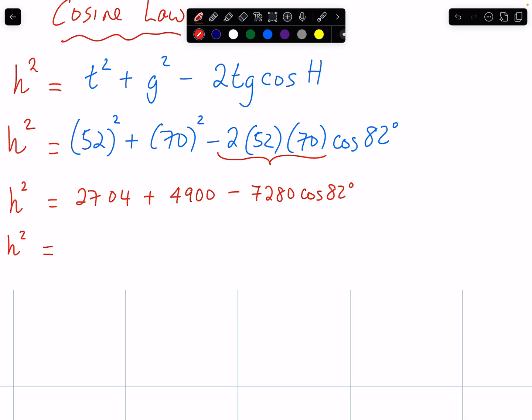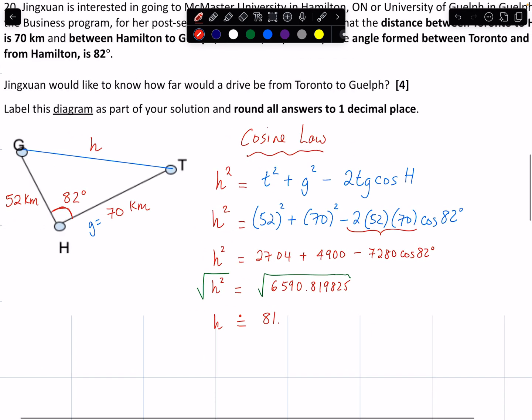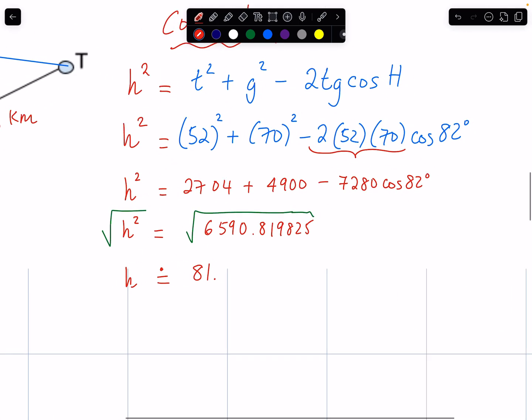Right here, I'm actually going to write the result, but keep in mind that it might be a little bit off when you're rounding at the end. I'm just going to keep all my decimals here. Next step, we're going to square root both sides. In this case, remember, we only want the positive answer because we're dealing with distance. If you plug that in your calculator, square root of the answer, it is approximately 81.1838. We want it to one decimal place, so it's going to be about 81.2 kilometers.